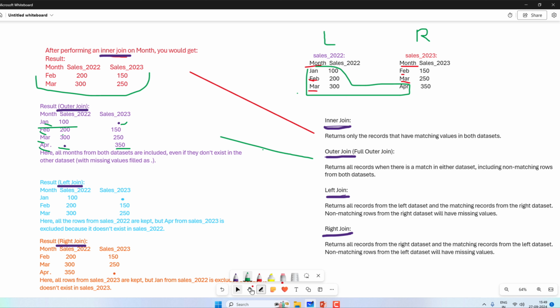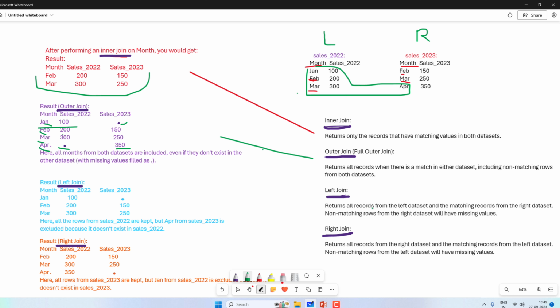And the next one is left join. Left join returns all records from the left data set and matching records from the right data set. Non-matching rows from the right data set will have missing values. So first of all, what left join will actually do is, it sees the matching records. So here I have kept L and R. L is nothing but the left and R is nothing but the right.